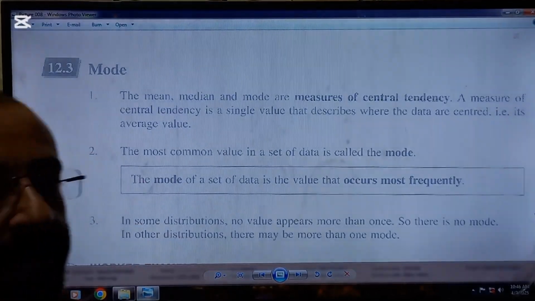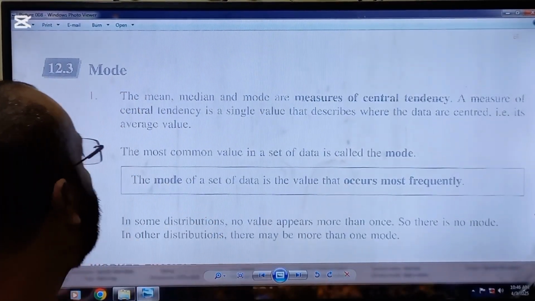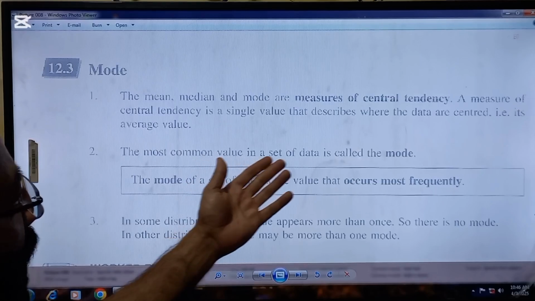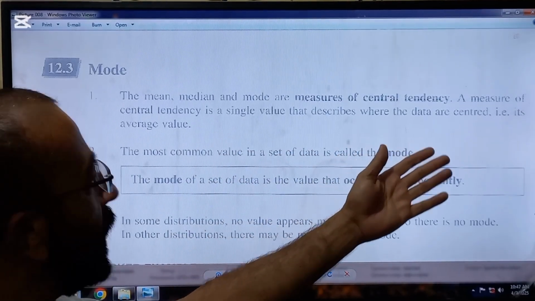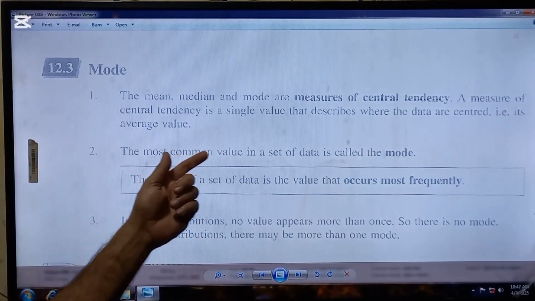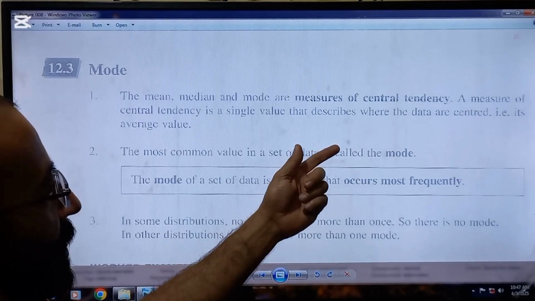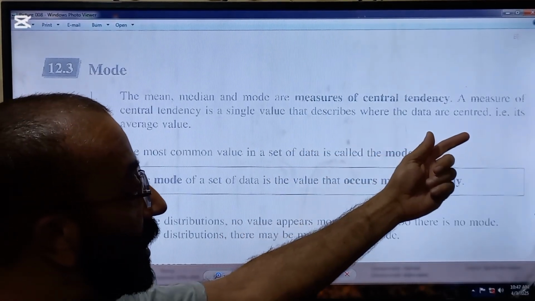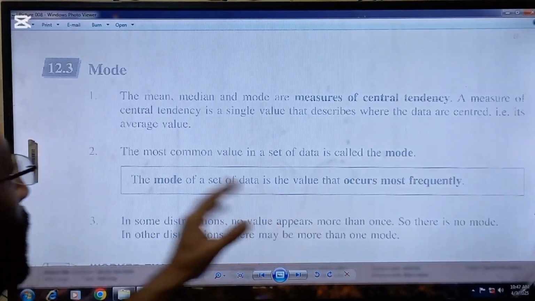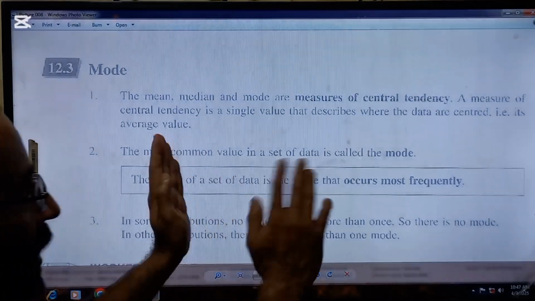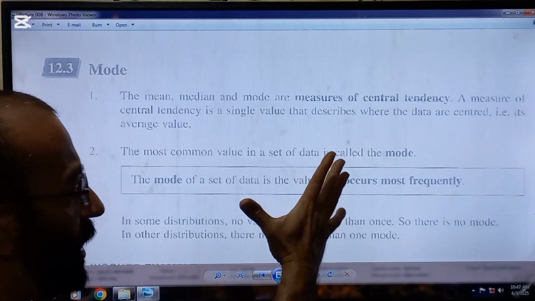So points to remember and learn: the mean, median, and mode are the measures of central tendency. A measure of central tendency is a single value that describes where the data are centered. That is its average value. So central tendency stands for center.